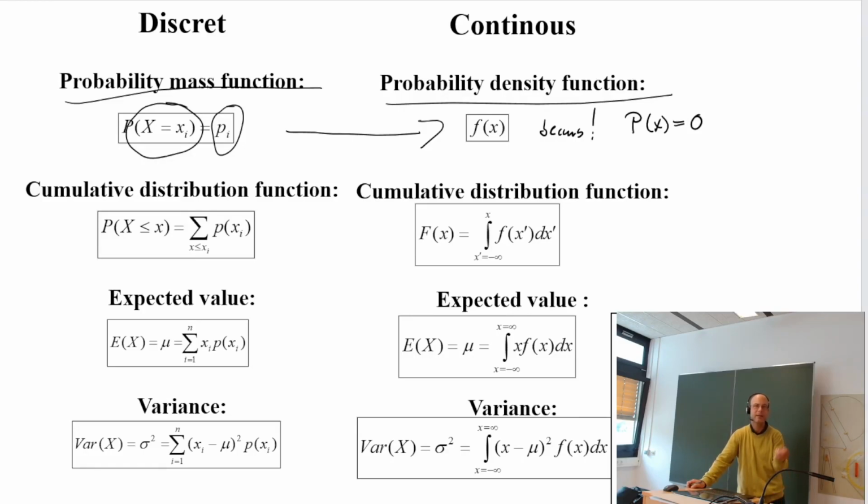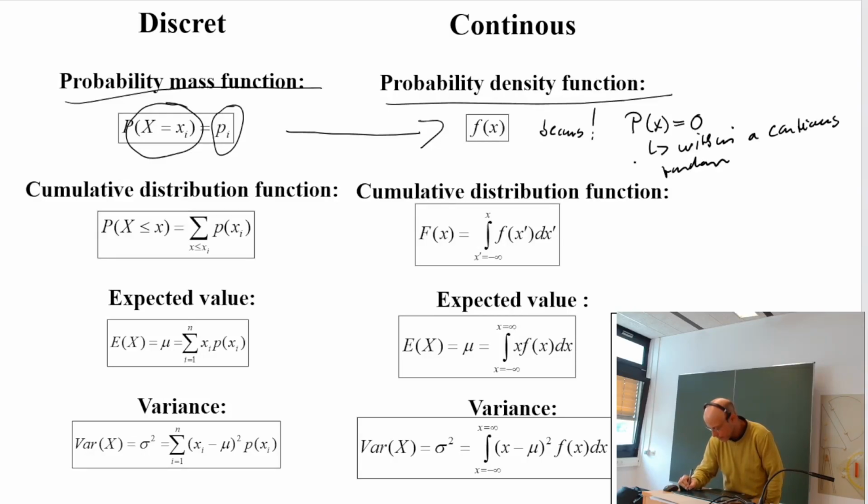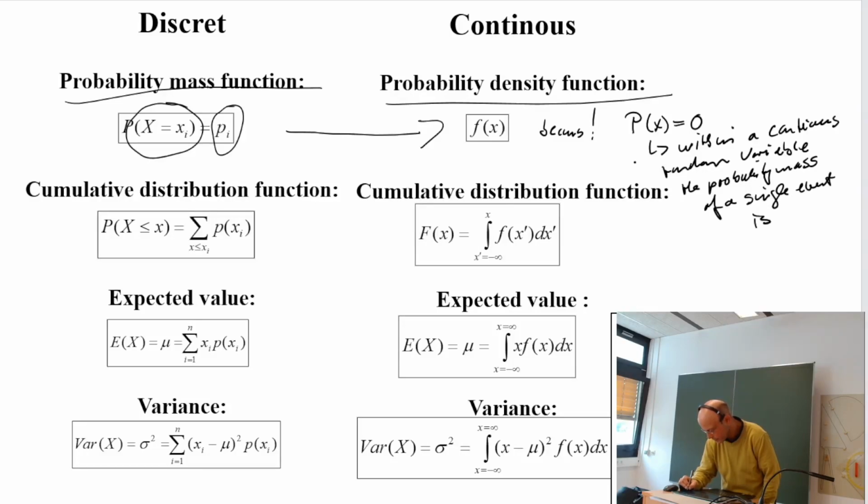So a single event has probability mass 0 within a continuous random variable. The probability mass of a single event is 0.